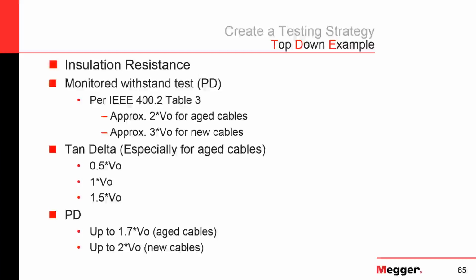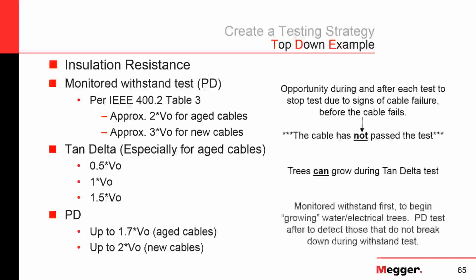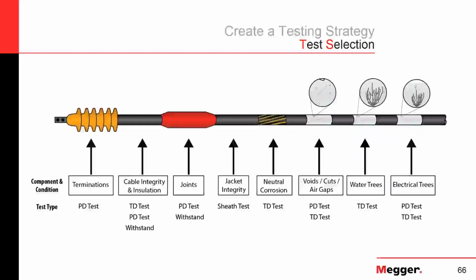That way you start the aging conditions to failure process, and if they should fail late in that hour test, you have additional opportunities to catch them later on. Next step would be a tan delta test, and keep in mind that water trees can grow during tan delta tests. And finally, finish off with a partial discharge diagnostic test. That way, if there are any weak spots that came up late in the testing, we have a chance to find them.